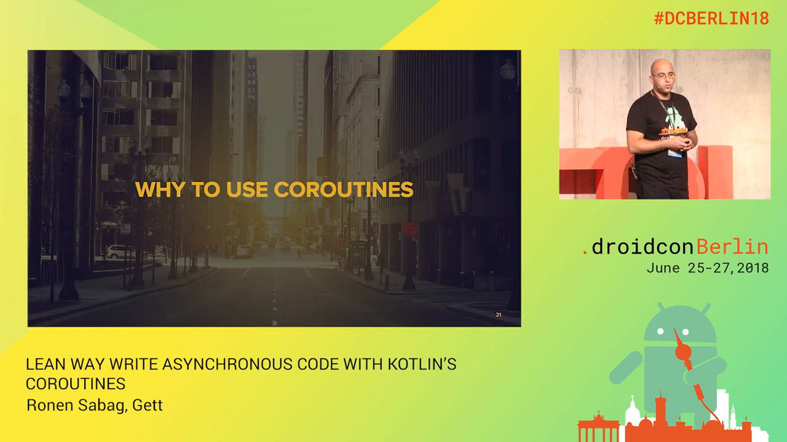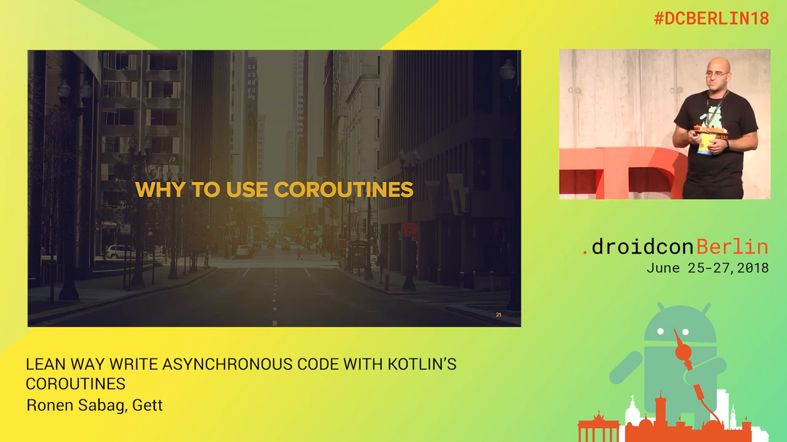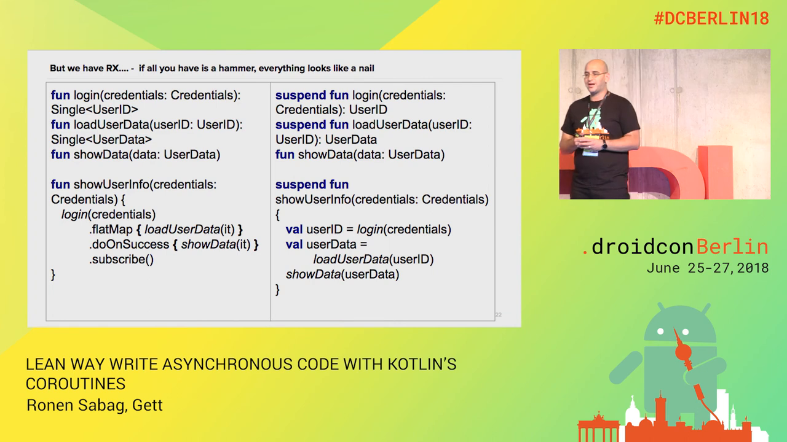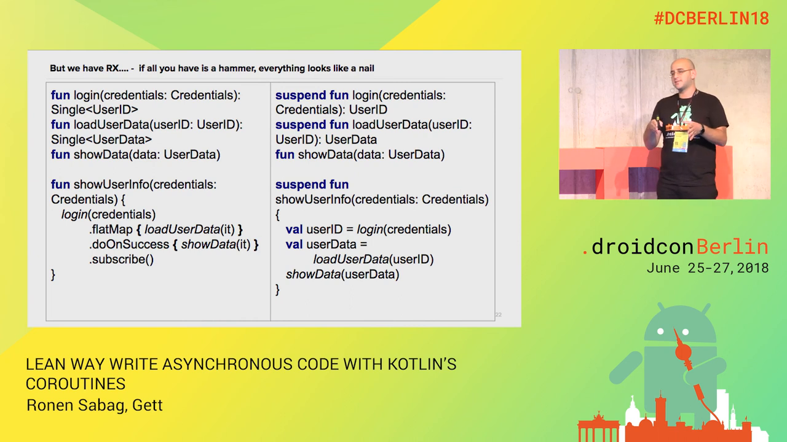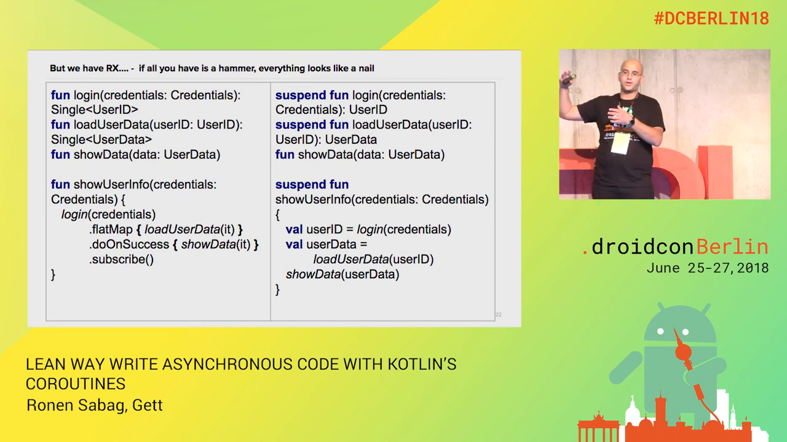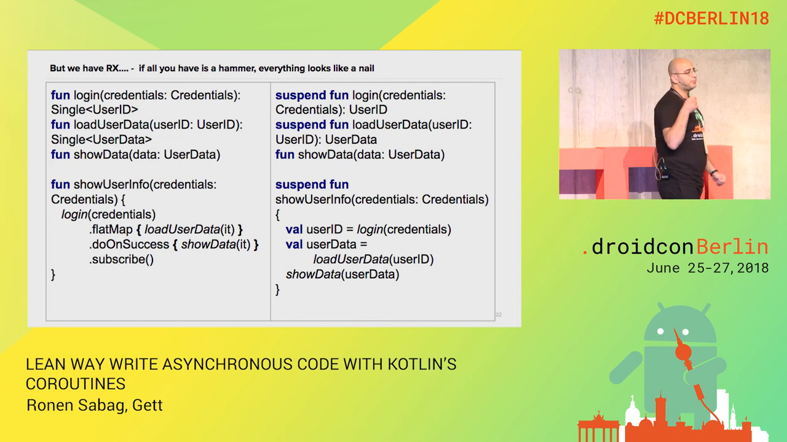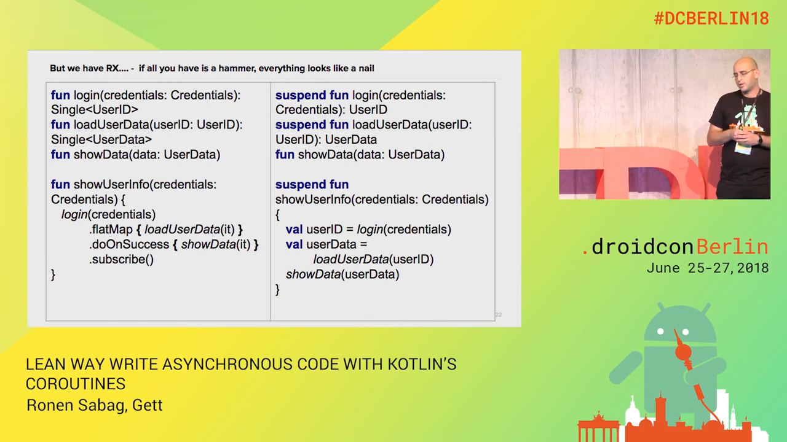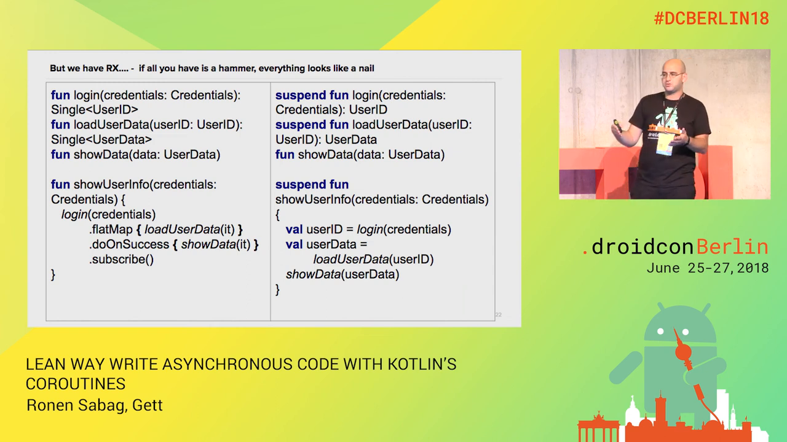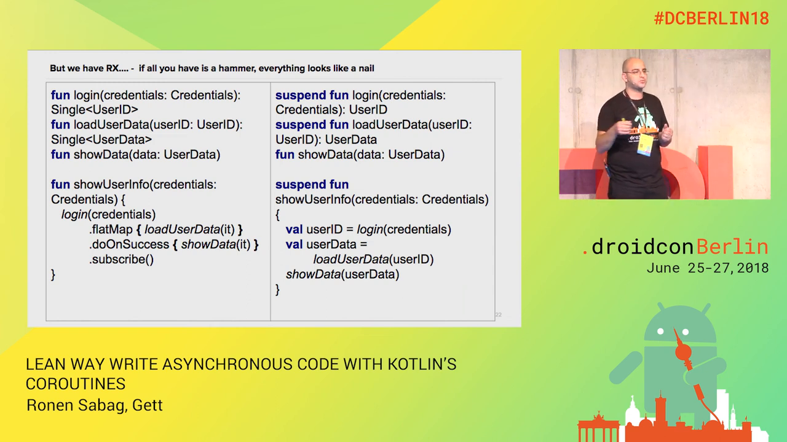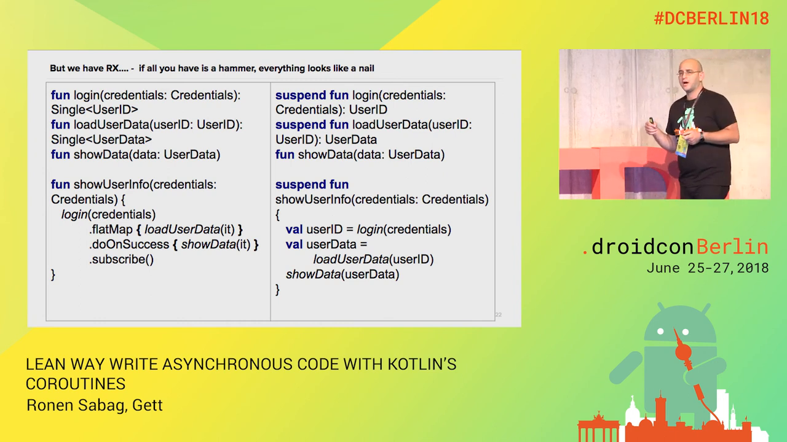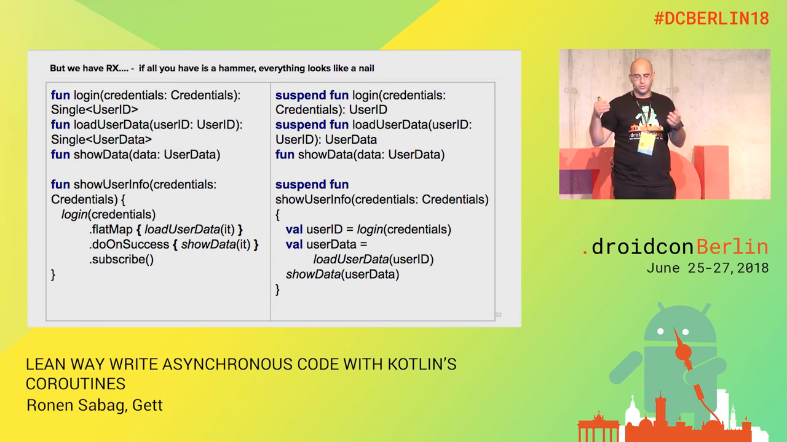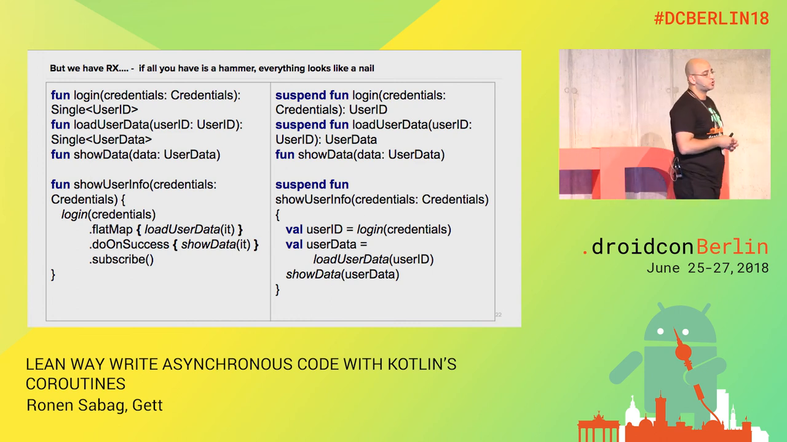All right, so why coroutines? And especially why coroutines when we have other libraries like RxJava? This example is not mine. I took it from some JetBrains slides, but it really makes the point that I want to make clear. We have here two pieces of code, both doing the same job. We have a user for whom we get some credentials and do login. After the login, we get a user ID. And with the user ID, we load some user data and show it.